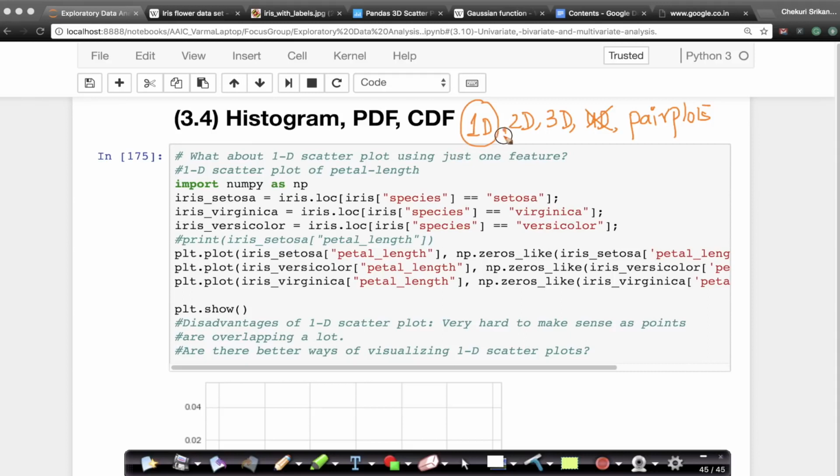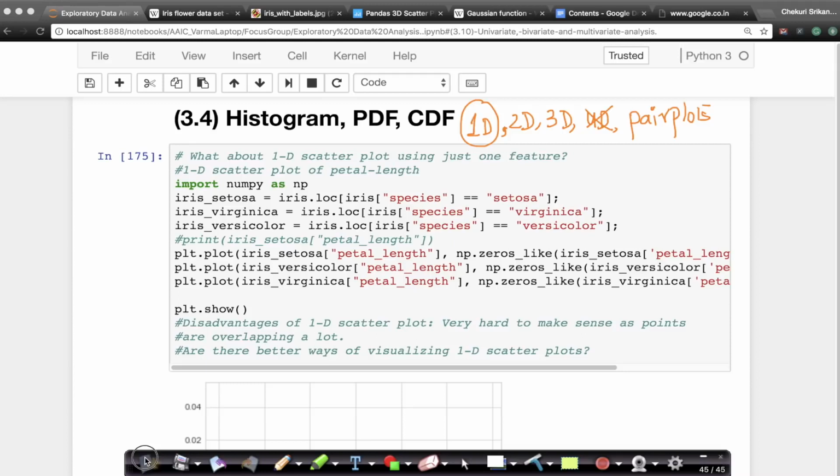So let's see how to plot a 1D scatter plot, understand what the problems are with doing a simple 1D scatter plot, and how to get around them using ideas like histogram, probability density function, and cumulative density function. Okay, don't worry about the terminology. These are very, very simple ideas. We'll go over them one by one slowly.